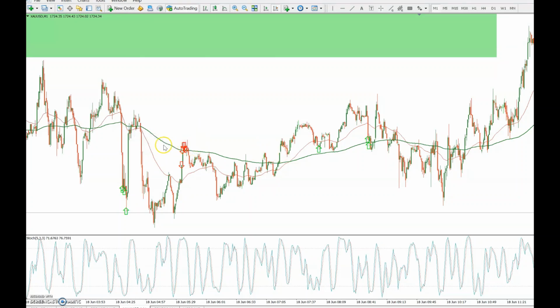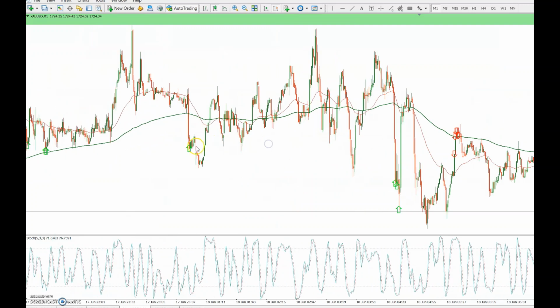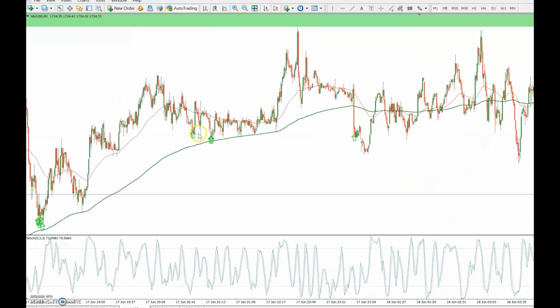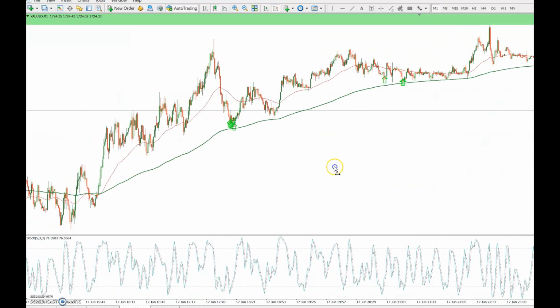I'll just show you a few more of the trades here. As you can see, you have a nice buy signal here, two more buy signals there, another buy here, some sell there.